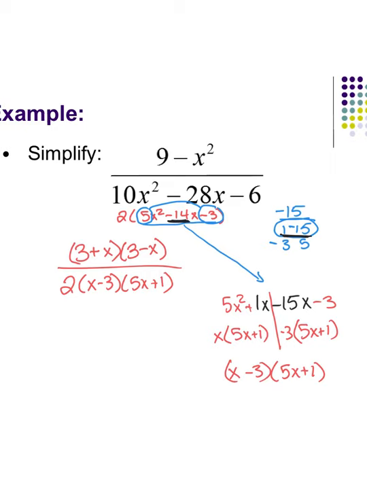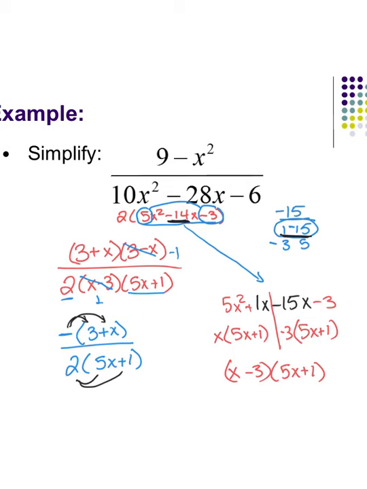And now when I go to reduce, I notice this and this, they're backwards. So this is a 1, this is a negative 1 because they're backwards with a minus. So on top, I have a negative 3 plus x. And on the bottom, if I multiply 2 times 1 times this, I have 2 times 5x plus 1. You could technically, if you wanted to, distribute the negative in and distribute the 2 in. You do not have to.